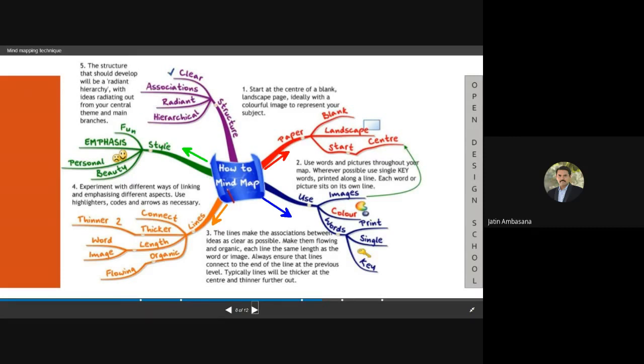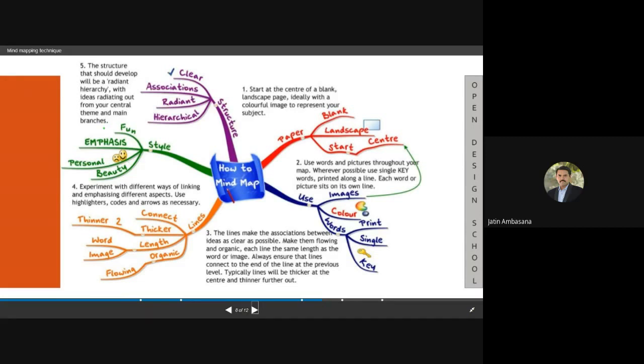Okay. So style basically should include what? Include fun, emphasis on something. Okay. It should highlight personal things and the beauty of your idea. Okay, understand? That's what is an emphasis on style.